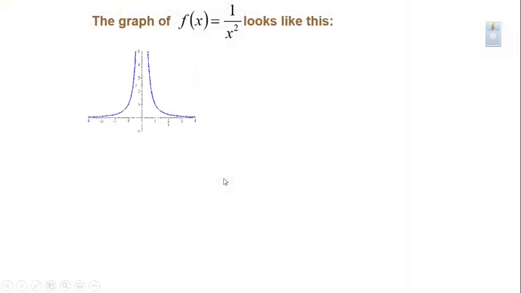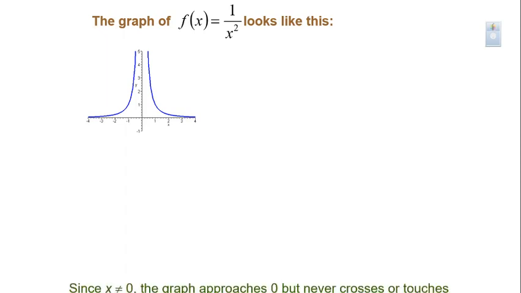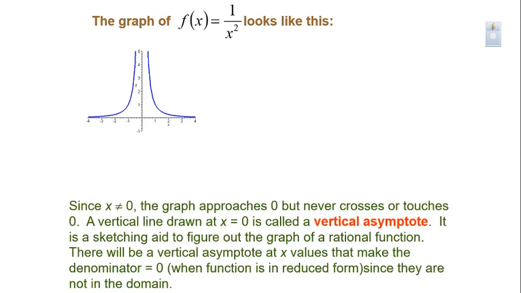Now, let's take a closer look at the graph of 1 over x squared. As you can see, when x is equal to 0, there is no value to the function. So as x approaches 0, the graph never actually gets there, doesn't touch the y-axis. There is no y-intercept. So if we draw a vertical line at the y-axis, that's a line that the graph gets closer and closer to, but never actually touches. That's called a vertical asymptote, because it's a vertical line that the graph gets closer and closer to at one of its ends, but doesn't touch.